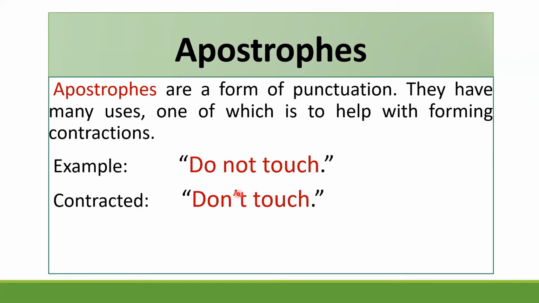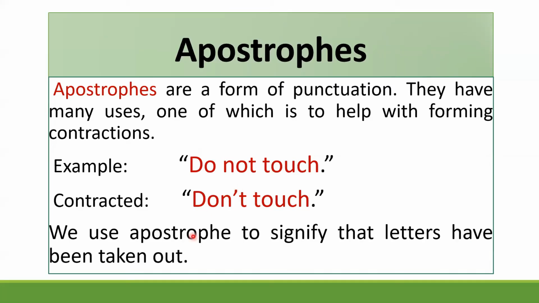Can you see this one? This one is an example of an apostrophe. Okay, so again, we use this apostrophe when we are going to contract a sentence or a phrase or words. Alright, so we use an apostrophe to signify that letters have been taken out.